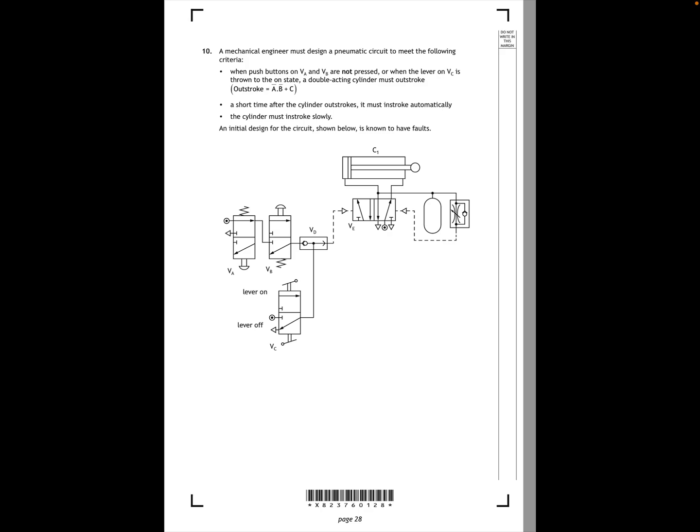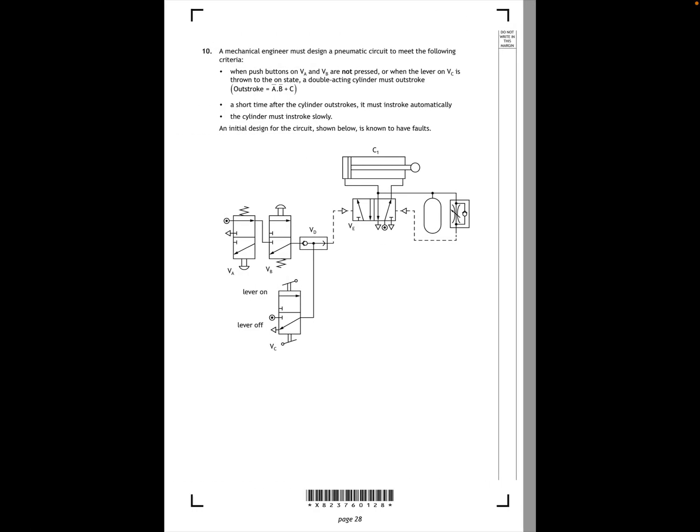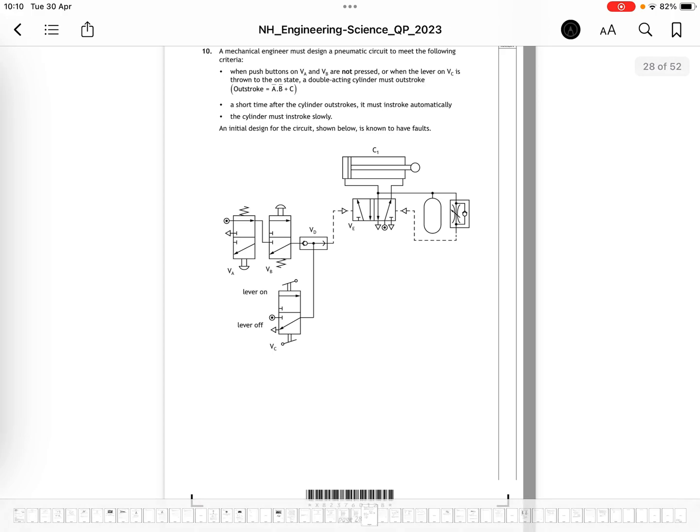So there's an initial design for the circuit, and it's known to have faults. And the next page asks you to describe 4 faults with the circuit that's shown. So I think what we'll do is we'll just do some fault finding first, and we'll go from there.